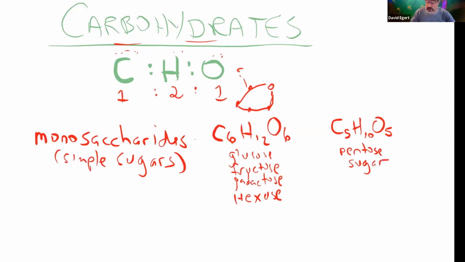It's still the same ratio, 1 to 2 to 1, but now it's 5, 10, 5 instead of 6, 12, 6. What are some of the important pentose sugars that we see in our class? Deoxyribose. Yeah, exactly. This would be ribose and deoxyribose. So in ribonucleic acid and deoxyribonucleic acid, DNA, part of the backbone of those molecules are these pentose sugars. So these are examples of monosaccharides.